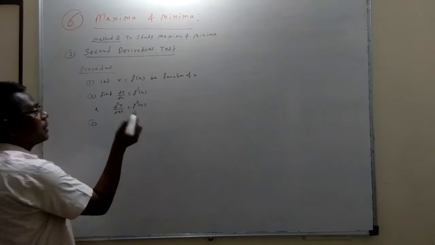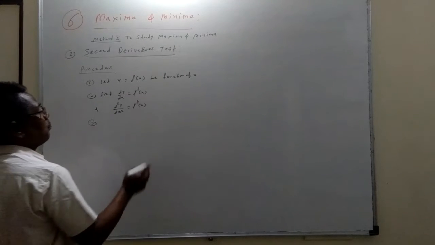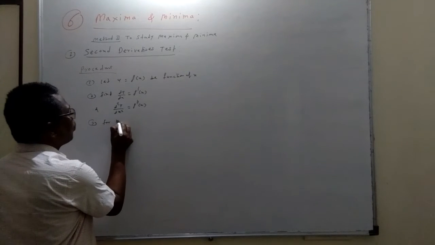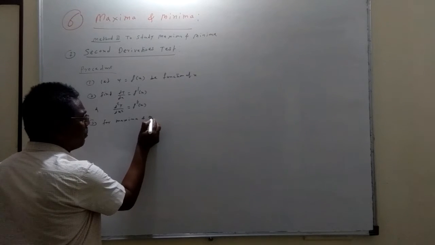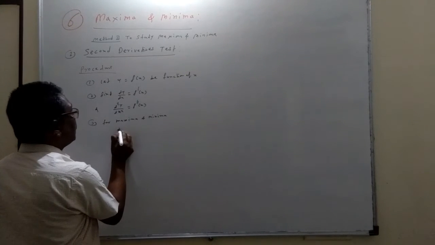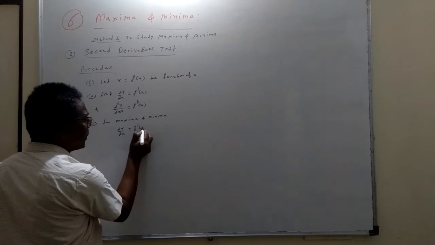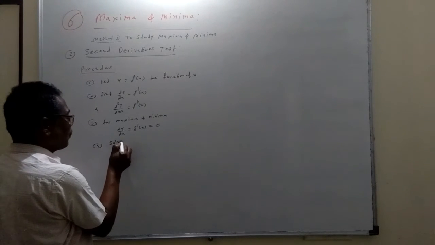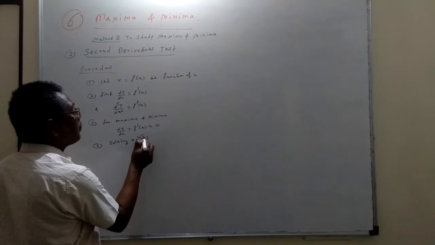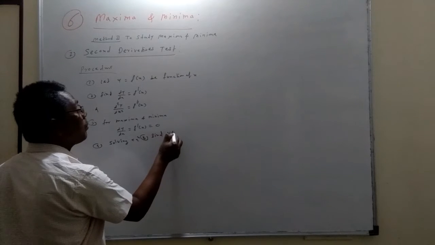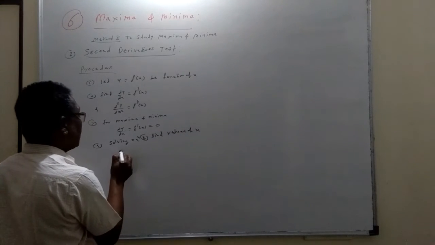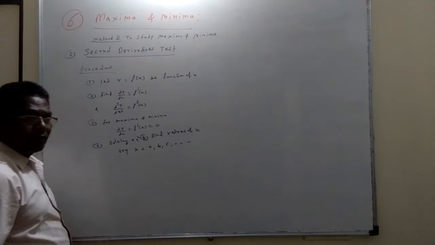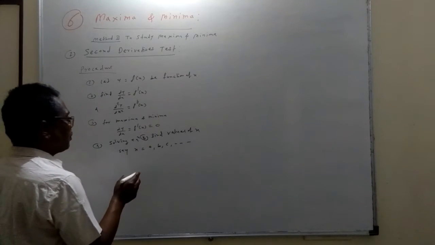Third step, you know the tangent at a maximum and minimum point is parallel to the x-axis. So the first derivative dy by dx, that is f dash x, is 0. So for both maxima and minima, dy by dx, that is f dash x, equals 0. Now you solve this equation. So solving equation 3, find the values of x. Say x equals, suppose, a, b, c, etc. Like this you find the points of the curve at which the function is maximum or minimum.